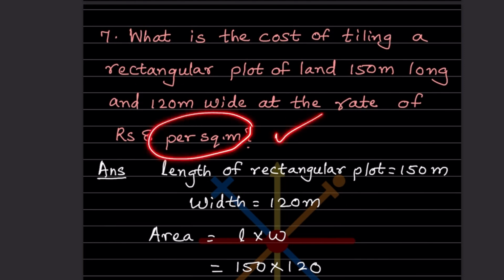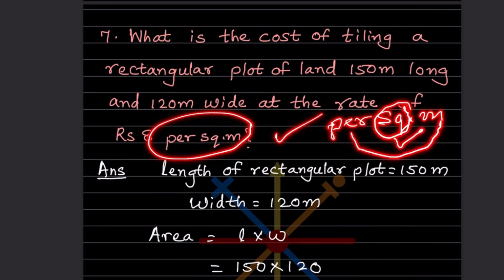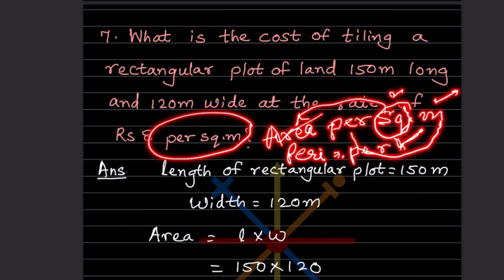Whenever it is given per square meter, you have to concentrate on this "square". Whenever the word square is used, keep the "per" at the side. Square means you have to find the area. If it is perimeter, it can be in meter, centimeter, inch and so on. That doesn't matter. But square means area, and perimeter will be per meter or centimeter, whatever it is, there won't be square.